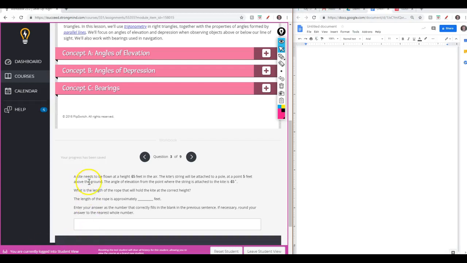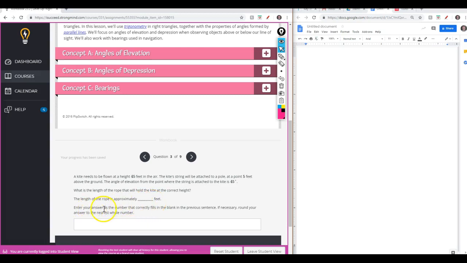Alright, a kite needs to be flown at a height of 45 feet in the air. The kite string will be attached to a pole at a point 5 feet above the ground. The angle of elevation from the point where the string is attached to the kite is 45 degrees. What is the length of the rope that will hold the kite at the correct height? The length of the rope is approximately blank feet.